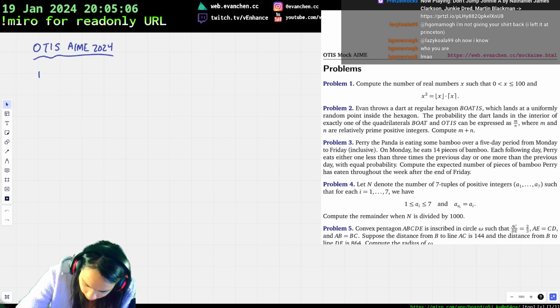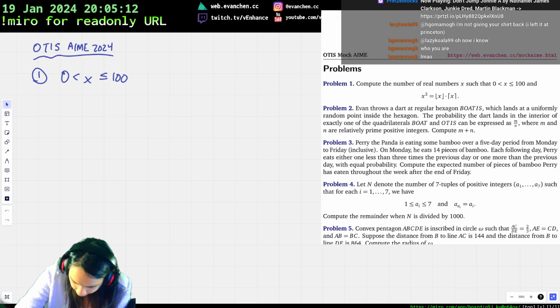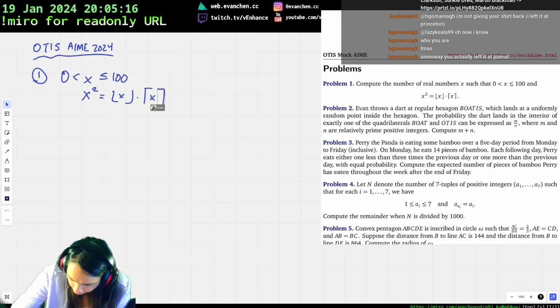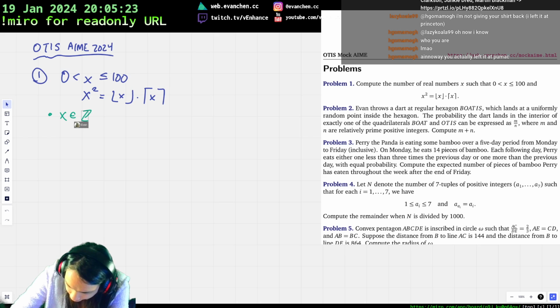Problem one: you want to find the number of solutions for 0 < x ≤ 100 such that x squared is equal to floor x times ceiling x. So the TLDR is, there are going to be two cases. If x is an integer, it's always okay. So x equals 1 through 100 are all fine.